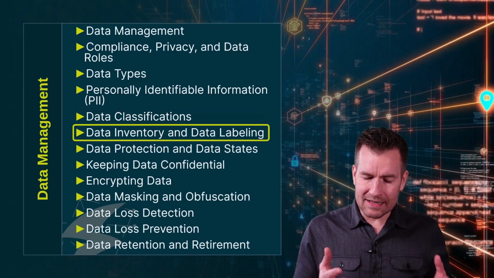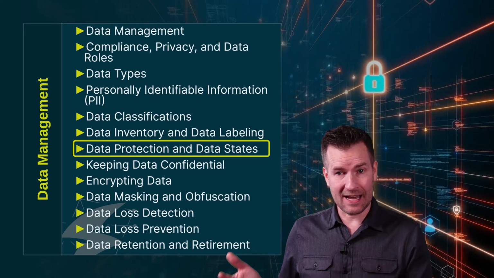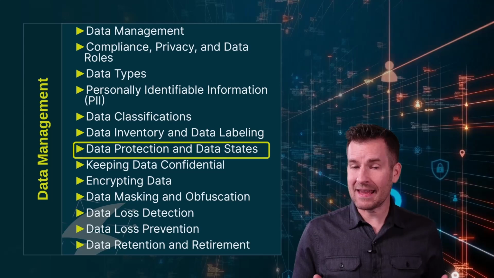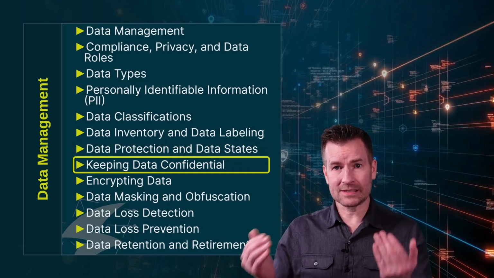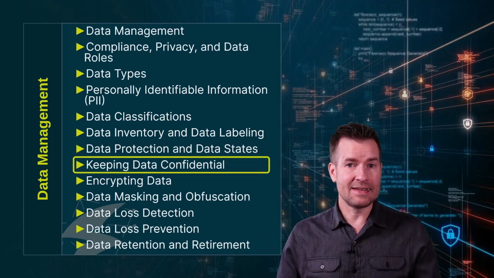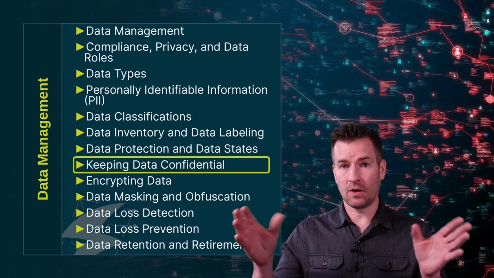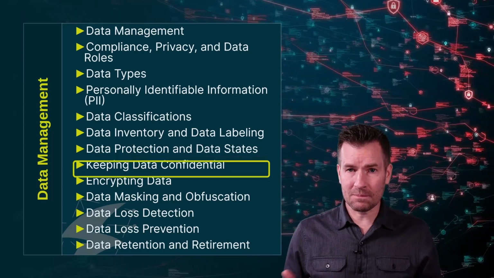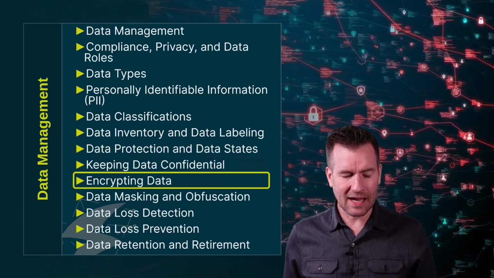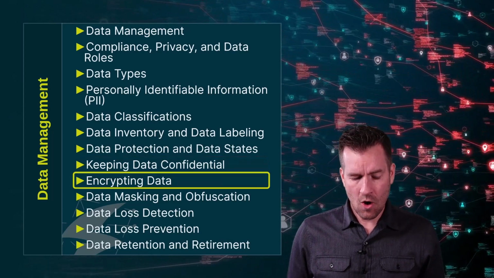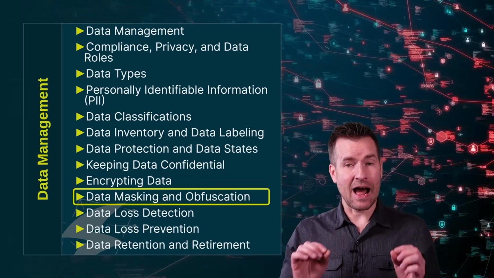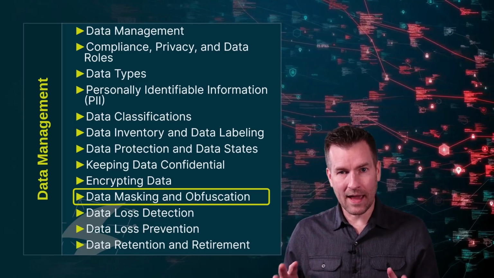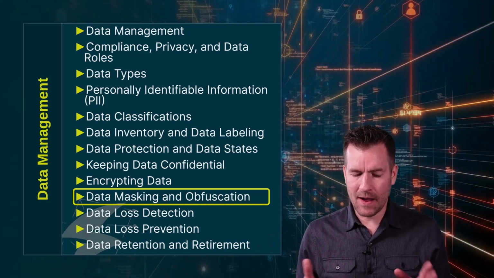We're going to get into data protection and different data states and what those different data states look like. We'll talk about keeping data confidential and what are some mechanisms that we can keep data safe from other people eavesdropping or taking a look at that data. Then we'll talk about encrypting data and what encrypting data looks like and where we might encrypt data. We'll talk about data masking and obfuscation, that is taking maybe certain parts of data away or obscuring data, and we'll talk about what that looks like.